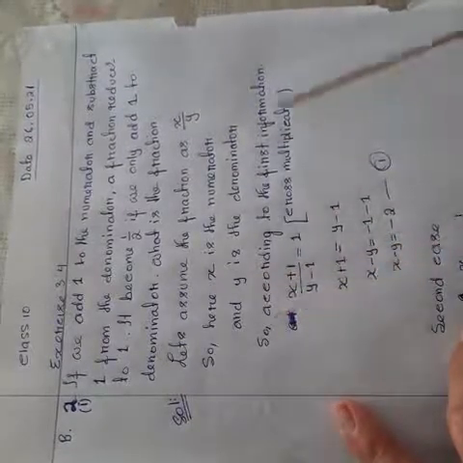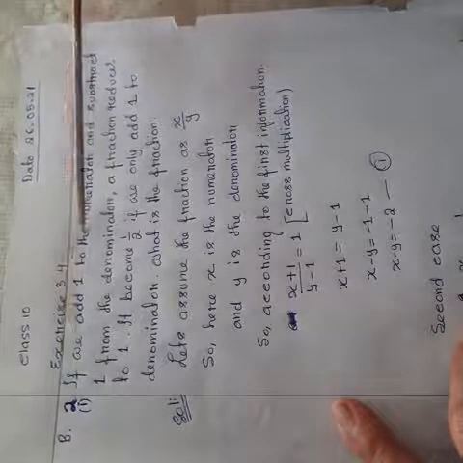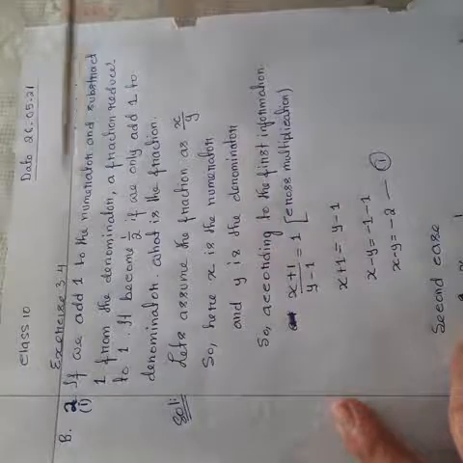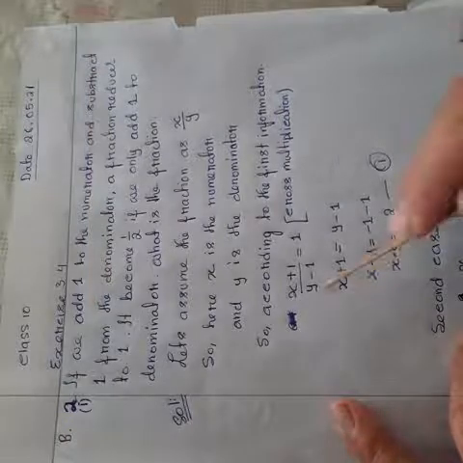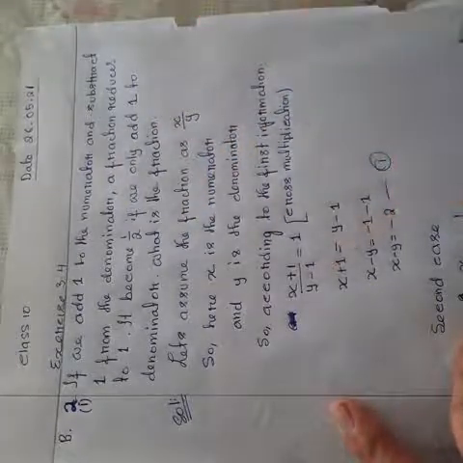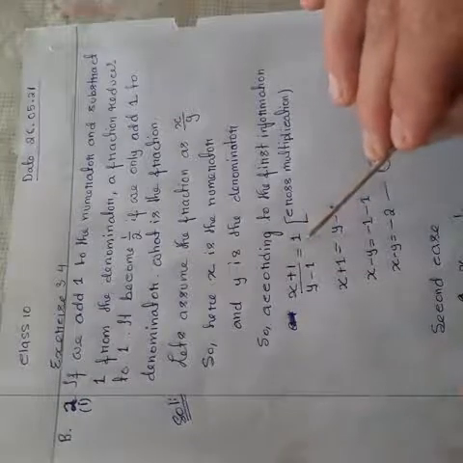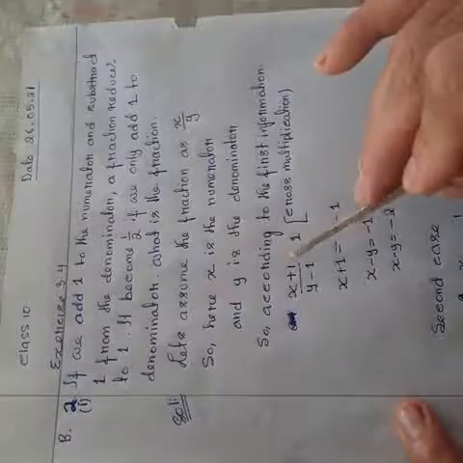According to the first case, if we add 1 to the numerator, this is how it has been formed, and subtract 1 from the denominator. y is the denominator, so we have to subtract 1, and then the fraction reduces to 1, which means the fraction is equal to 1. That is how we have obtained it. After here, what we have to do is cross multiplication.